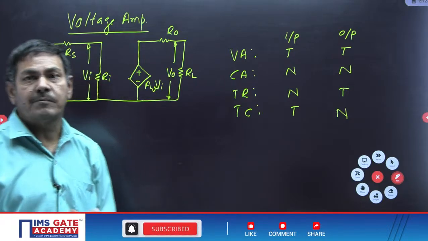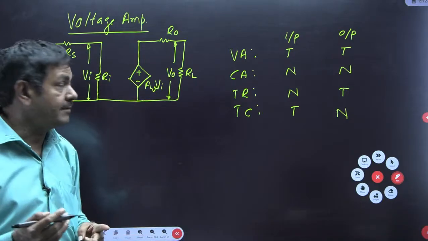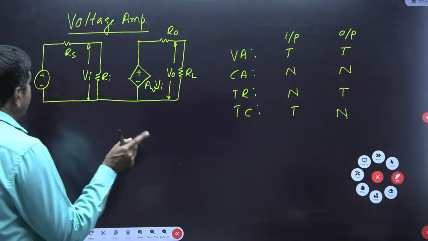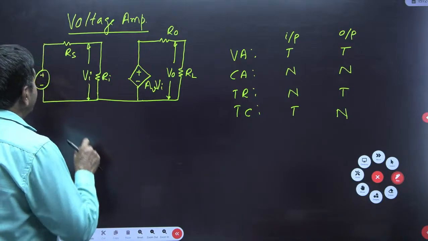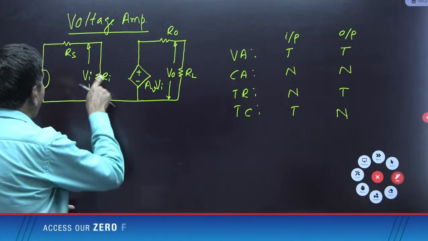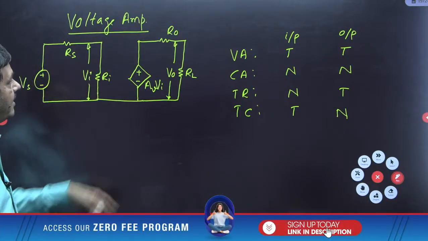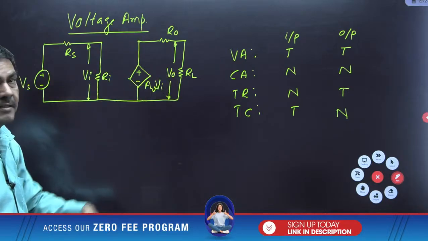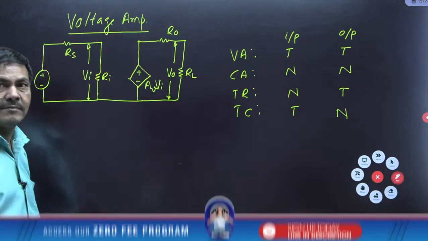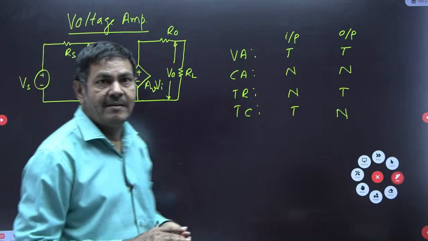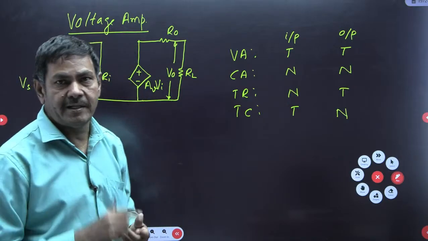And one more question, the first is question identification, the second is a repeated question in the GATE: in a voltage amplifier, Ri is greater than Rs, Ri is less than Rs, R0 is greater than RL, R0 is less than RL. You will get these four options, and by using these options we need to find the answer.